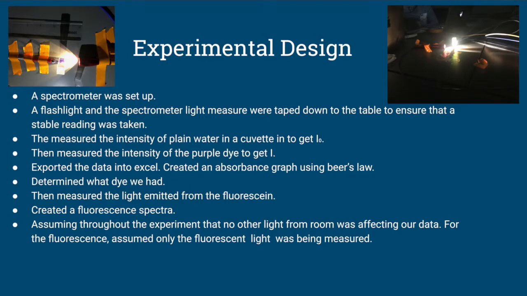And then we took the light measured from fluorescein, and that setup was different because we had to set up the flashlight at a 90-degree angle in order to only get the light that was emitted from the fluorescein and not from the flashlight. This can be seen in the top right corner. From there, we exported the data into Excel and created a fluorescence spectra. Throughout the experiment, we assumed that no other light from the room was affecting our data and that the only light we measured from the fluorescein was the fluorescent light.